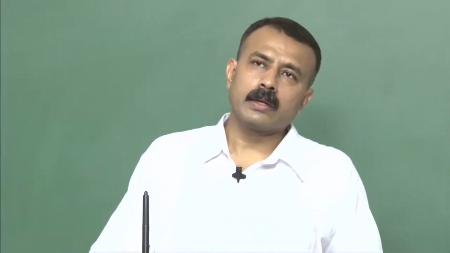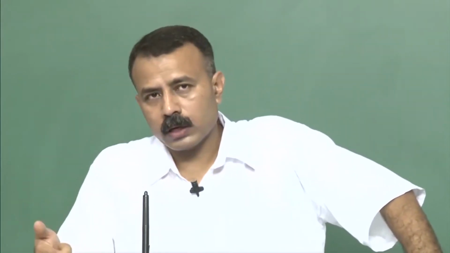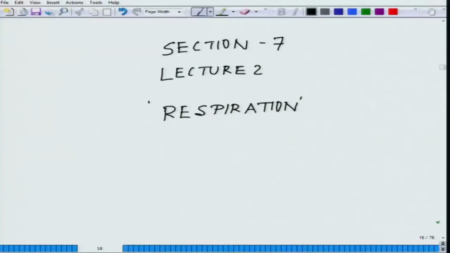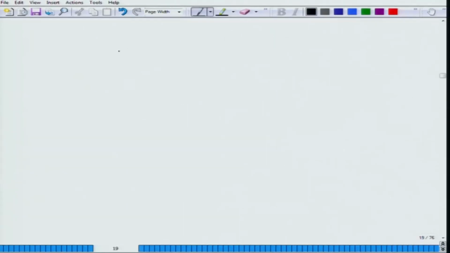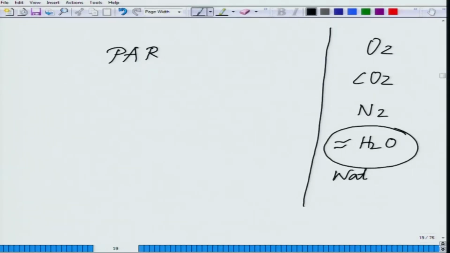Okay. So, let us start with, and as I told you in the last class, please go through Dalton's law of partial pressure. So, let us come back to section 7. This is the second lecture. If you put the partial pressure, there are three gases we are dealing with: oxygen, carbon dioxide, and nitrogen, which are present in the environment, and of course a significant amount of water vapor, and that also exerts its partial pressure.